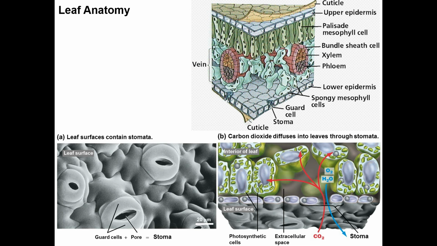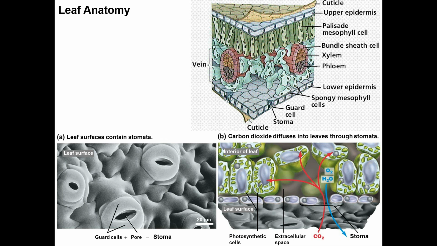Alright, so looking at the anatomy of a leaf. First off, the leaf is the organ for the site of photosynthesis in plants. Alright, so when you take a cross section of a leaf, and you're looking at the tissue of the leaf, the leaf has a top side and a bottom side.